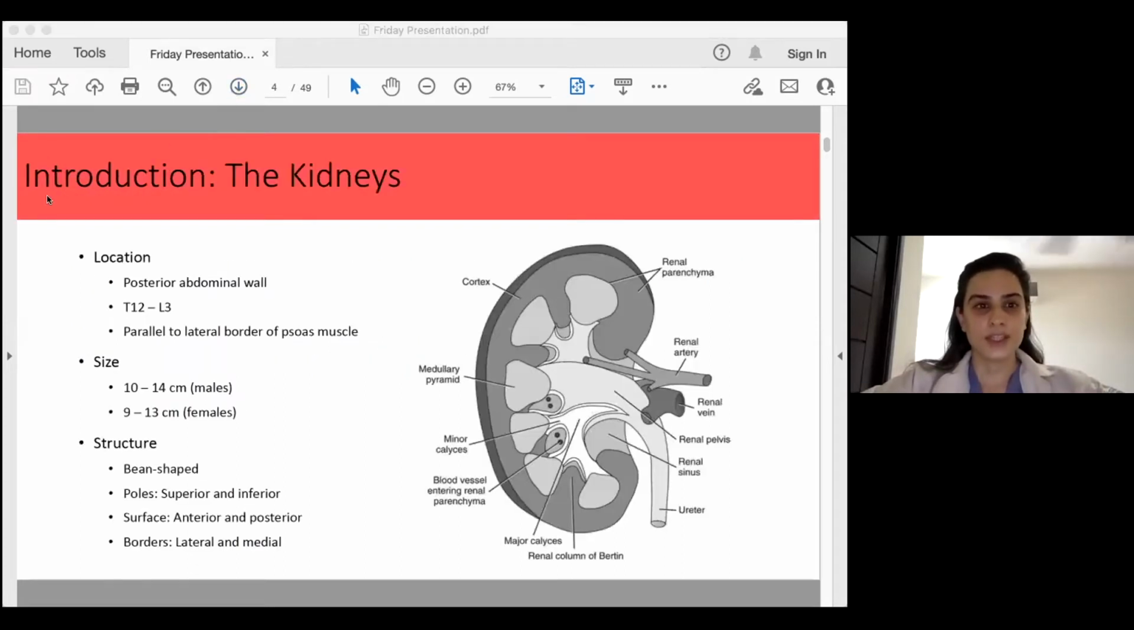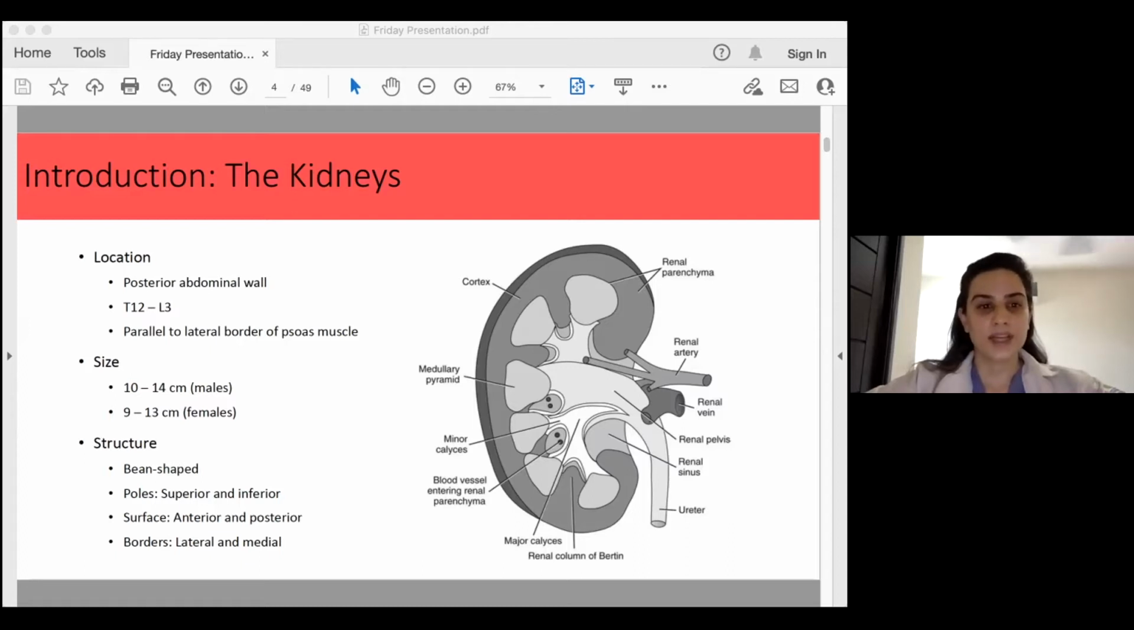So, an introduction to the kidneys. The kidneys are very essential organs that are important to maintain our pH and electrolyte balance, and they help filter our blood of waste products. These are retroperitoneal organs that are located in the posterior abdominal wall, and we can find one located on either side of the vertebral column within the perirenal space. They usually extend from the vertebrae T12 to L3, and their lateral border can be found parallel to the border of the psoas muscle.